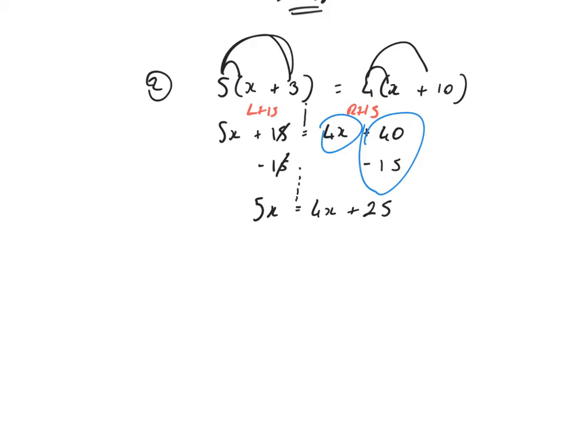Letter terms on the left, number terms to the right. 5x is okay, but 4x is a letter term and shouldn't be on the right, so I need to get rid of it. Get rid of it from both sides. Okay, 5x take away 4x is x, and what am I left with on the right hand side? 25. That's it, nothing more to do. I've got x equals 25, final answer.